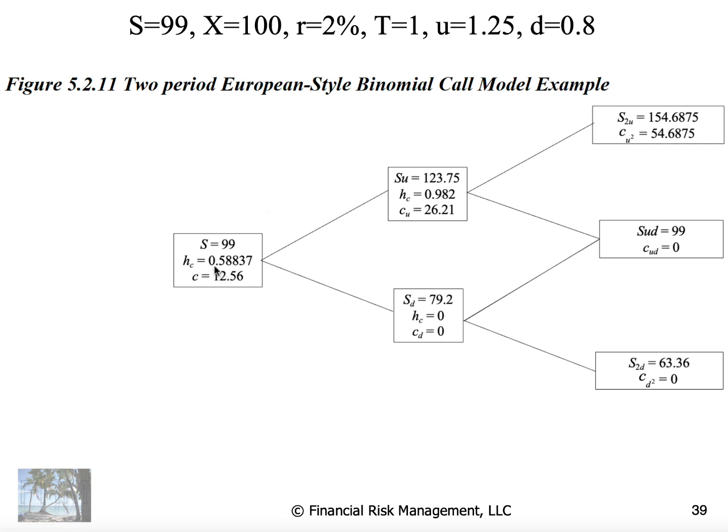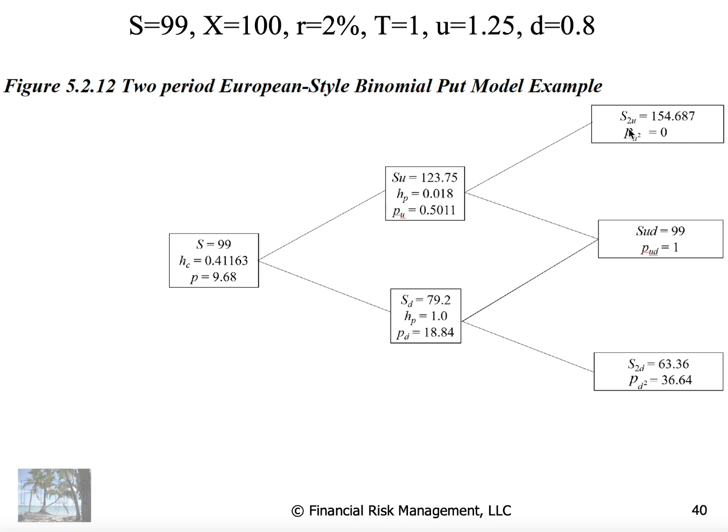If you notice, the hedge ratio actually goes up when the stock goes up, and remember that the implication is that I'm buying more shares. And so basically the implied trading strategy is buy when the market goes up and sell when the market goes down. The goal here is not profit maximization; rather, the goal is to replicate the payouts on the call.